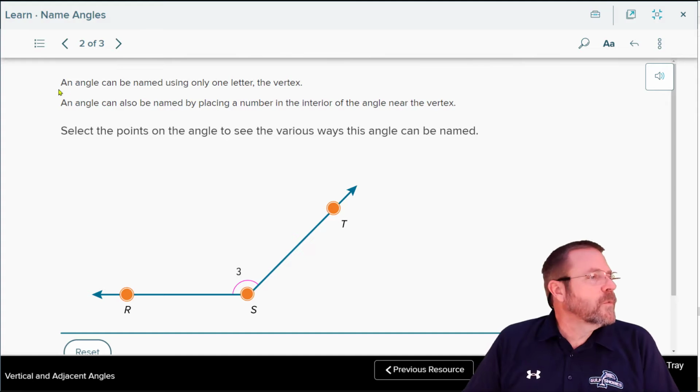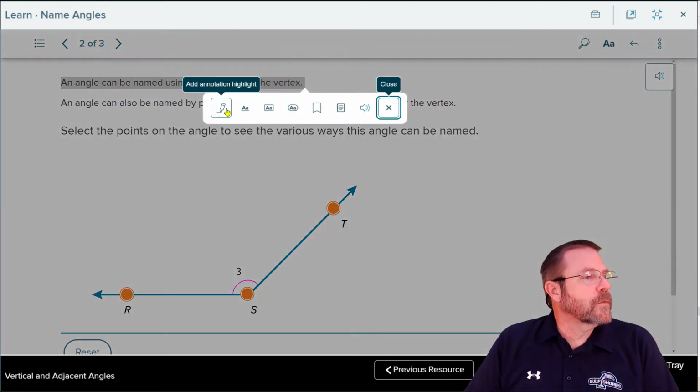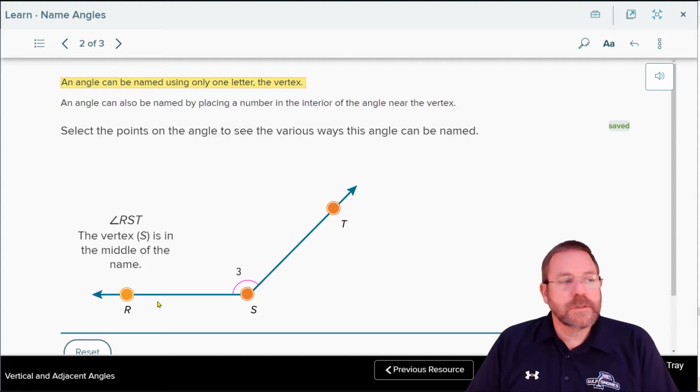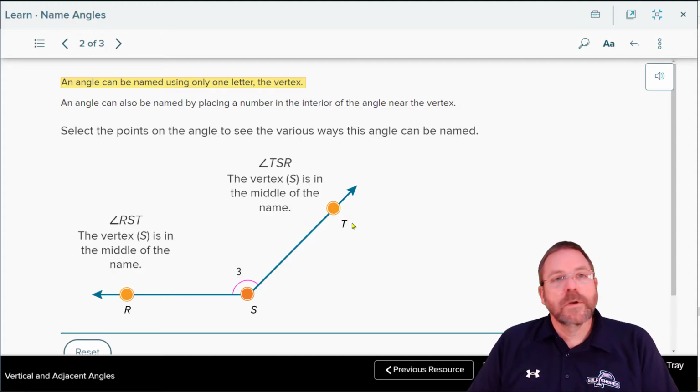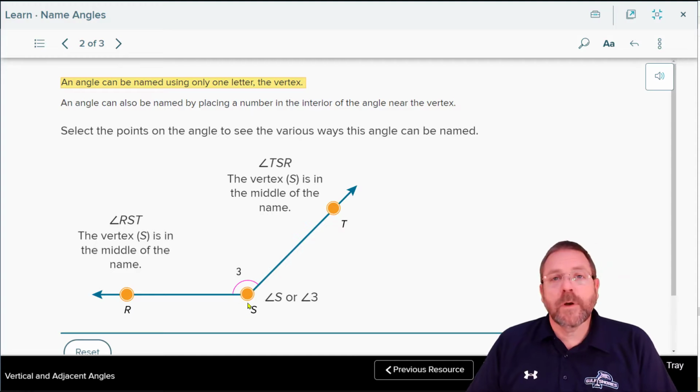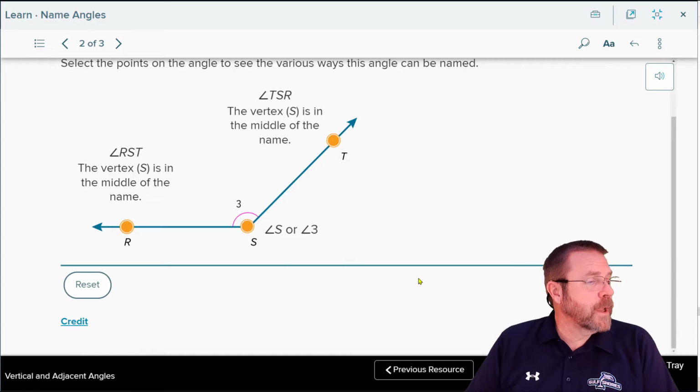And it looks like the textbook's talking about that right here. It says an angle can be named using only one letter, that letter of course being the vertex. So for this one, we would have angle S. It says select points on the angle to see various ways the angle can be named. So we could name it as angle RST, we could name it as angle TSR, or we could just call it angle R, or in this case it could also be called angle 3. Why they have a 3 in there, I have no idea, because that's normally where we put the size of the angle, but yeah, okay.